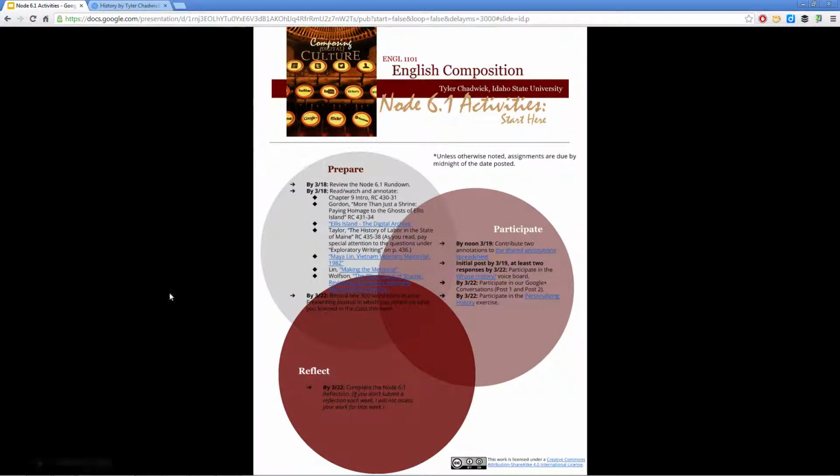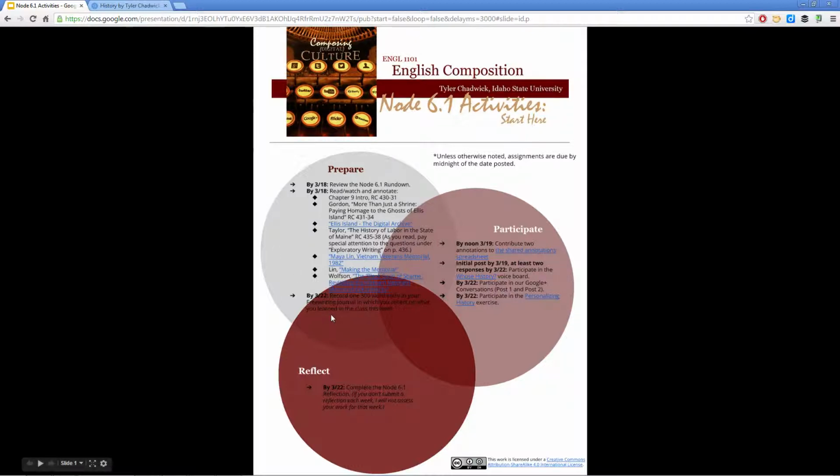You've got some reading. We'll be talking about Ellis Island, the mural by Judy Taylor, The History of Labor in the State of Maine, and also Maya Lin's Vietnam Veterans Memorial. So we'll be talking about these monuments, memorials that we've constructed to commemorate some events in our past. So you have the reading for this week.